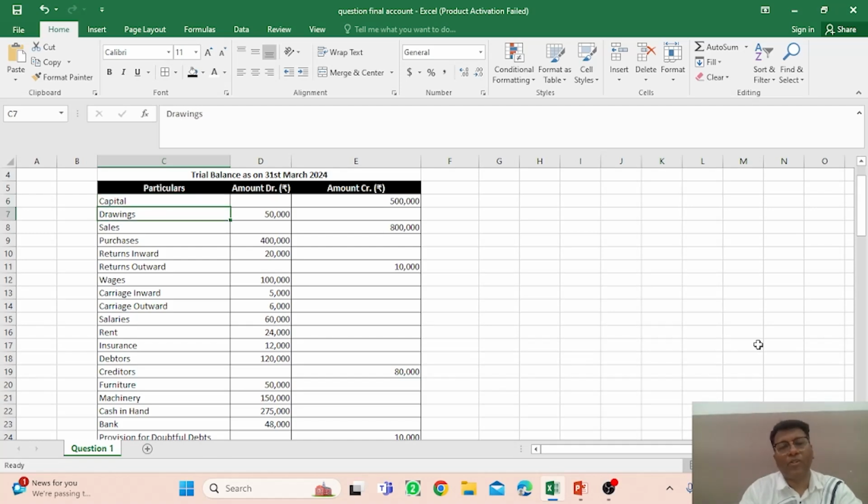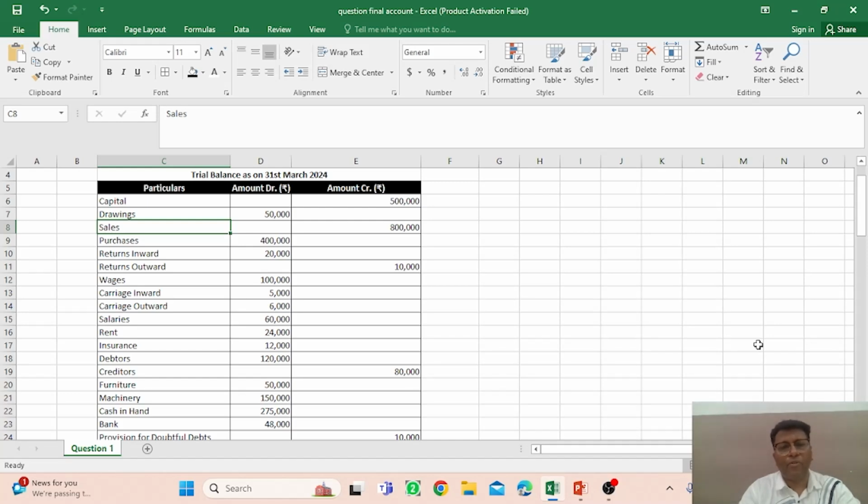And drawings, as you know, drawing means that you have withdrawn an amount from your business for personal use. So this is the drawing. It will result in a reduction of the capital, so you have to reduce the capital by rupees 50,000 in the form of drawings. And sales account is given as rupees 8 lakh.